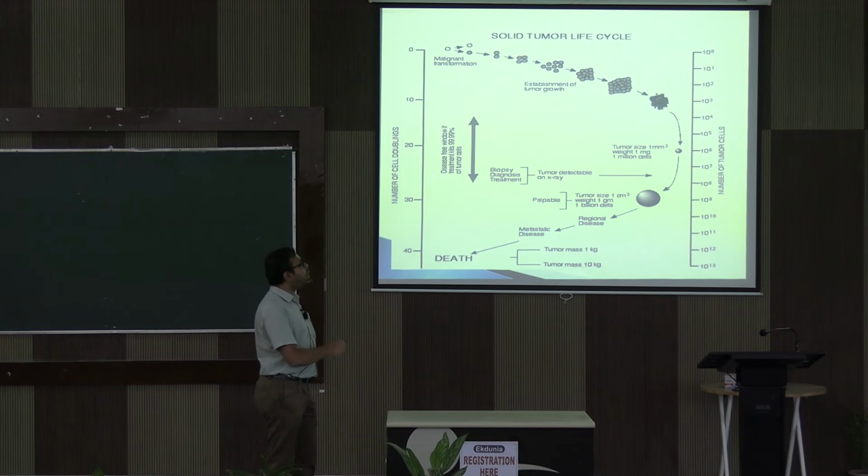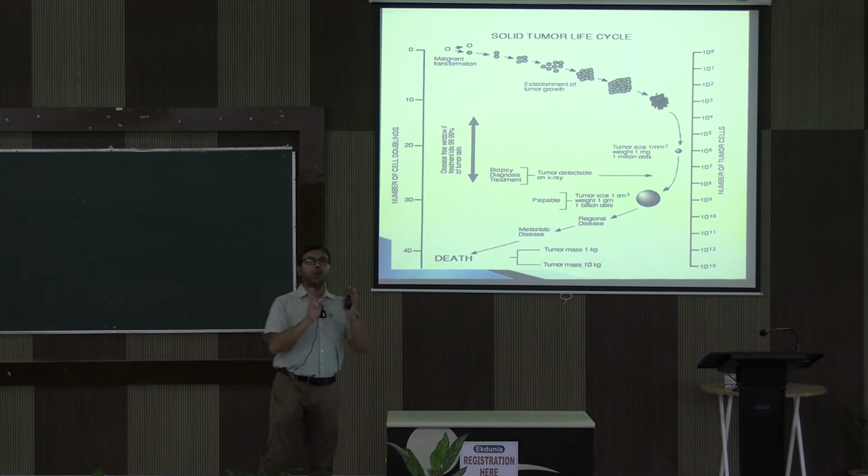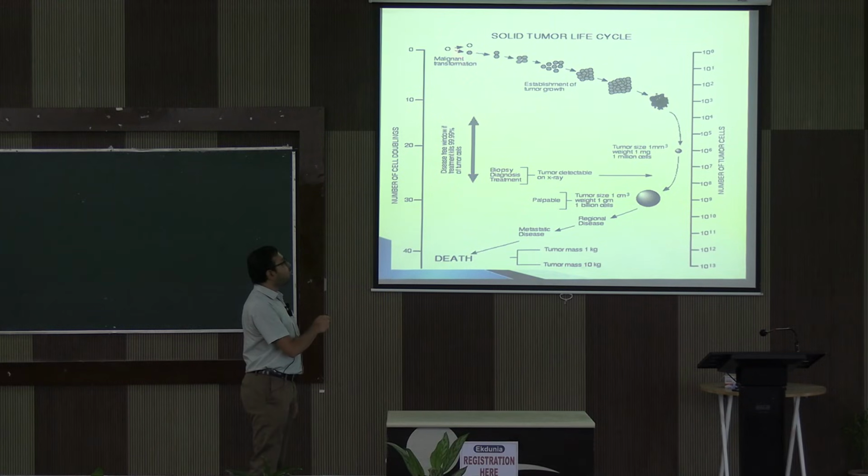So this is the solid tumor life cycle. There are other tumors also, like hematological malignancies, but this is usually a solid tumor. For example, this is one cell that ultimately grows, becomes uninhibited, proliferated growth. So malignant transformation and establishment of the cell growth happens.